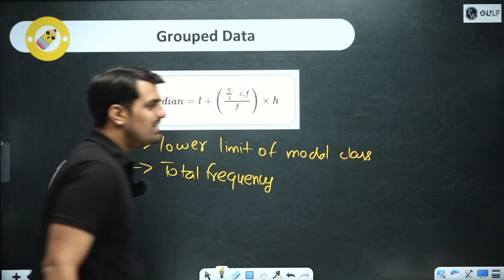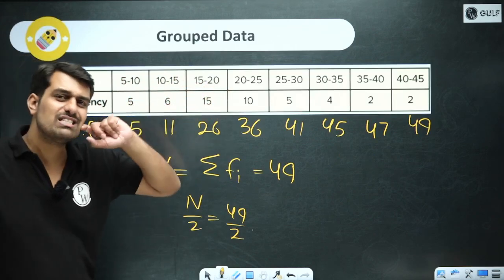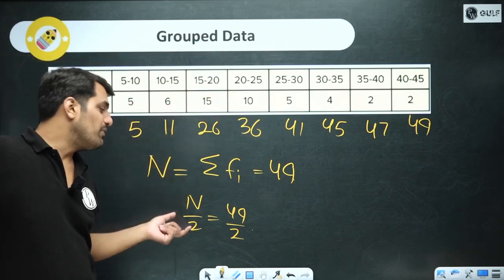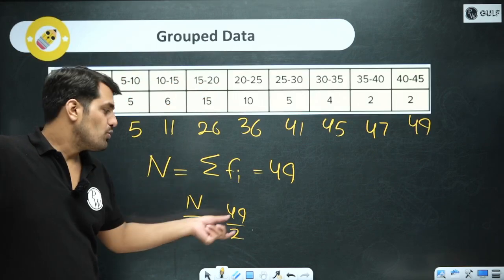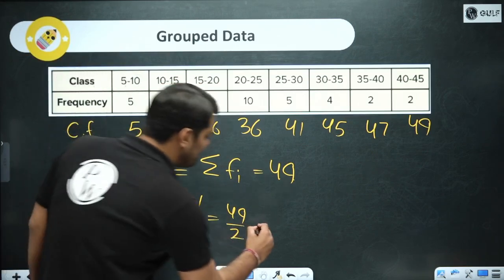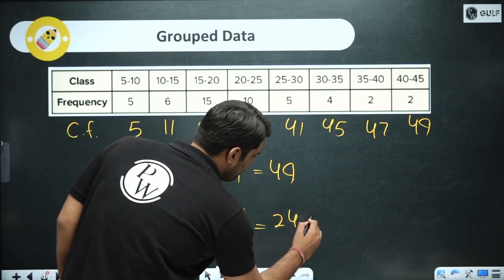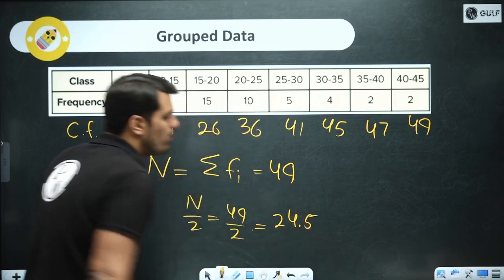We are having different class intervals, 5 to 10, 10 to 15, but we don't know which is the modal class. For that, this number will help: N by 2. N by 2, the total number of frequency divided by 2, we are having 49 by 2. This is 24.5.